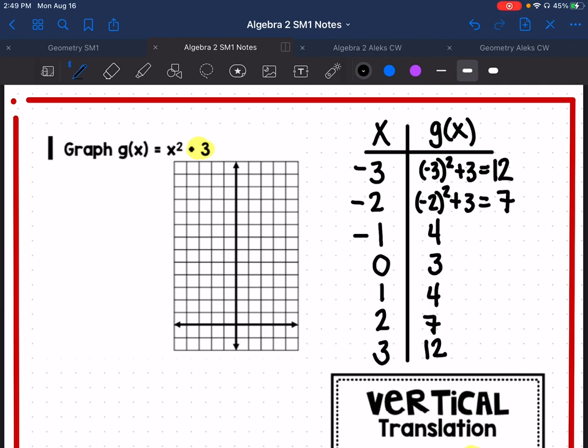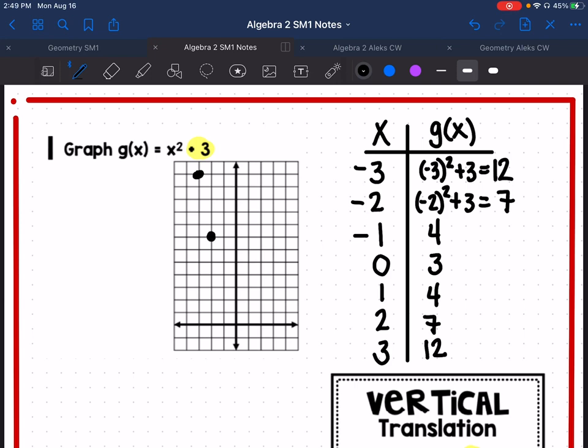Let's go ahead and plot them. -3, 1, 2, 3, 4, 5, 6, 7, 8, 9, 10, 11, 12. -2, 7. So remember, I'm just -2, +7. So I'm moving 1, 2 to the left. That's the -2. And then I'm going to go 1, 2, 3, 4, 5, 6, 7 up. That's the +7. 1, 2, 3, 4, 5, 6, 7.